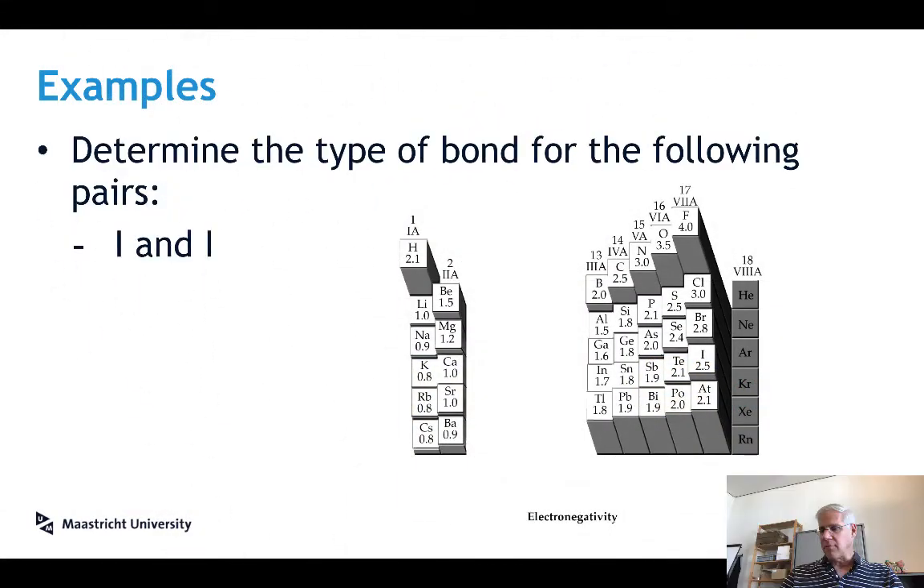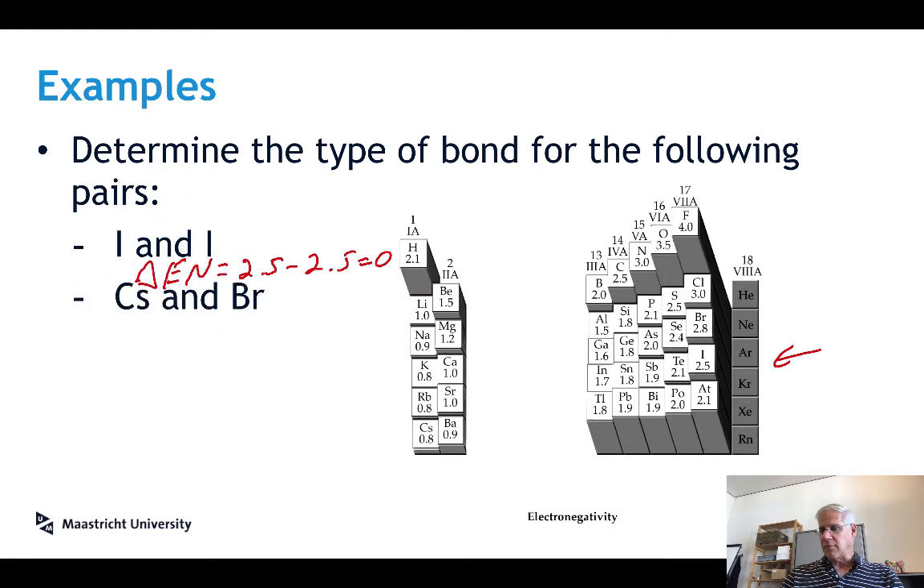So we can determine the type of bond for these kinds of pairs, and this is the table that you will have on the exam to determine electronegativities. I do not expect you to memorize electronegativities. So if we had a bond between iodine and iodine, well, our delta EN would be equal to 2.5 minus 2.5, which is equal to 0. So that would give us a covalent bond.